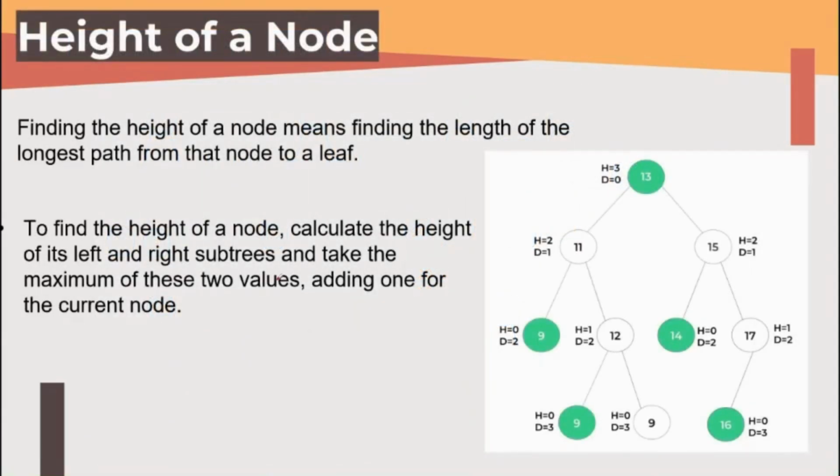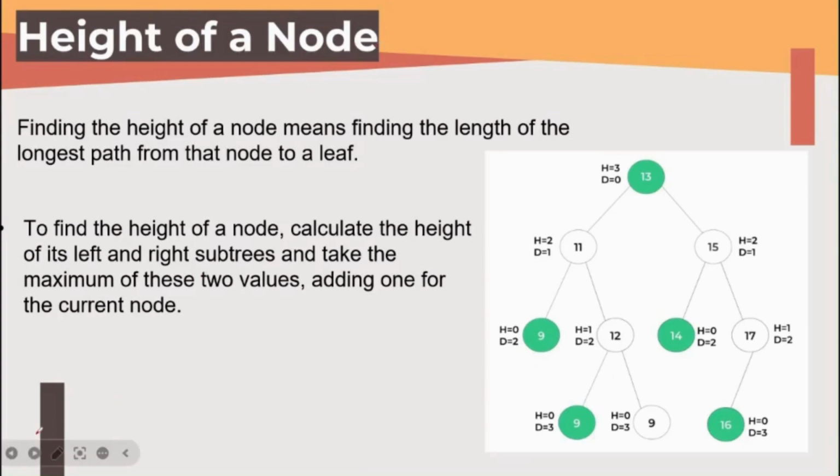Actually, what is meant by height? It means the length of the longest path from the node to the leaf node. Here, these are the leaf nodes, right? For finding the height of 13, we are going to check depth-wise. That means this is the height of 0, this is the height of 1, this is the height of 2, this is the height of 3. That means the height of 13 is 3.